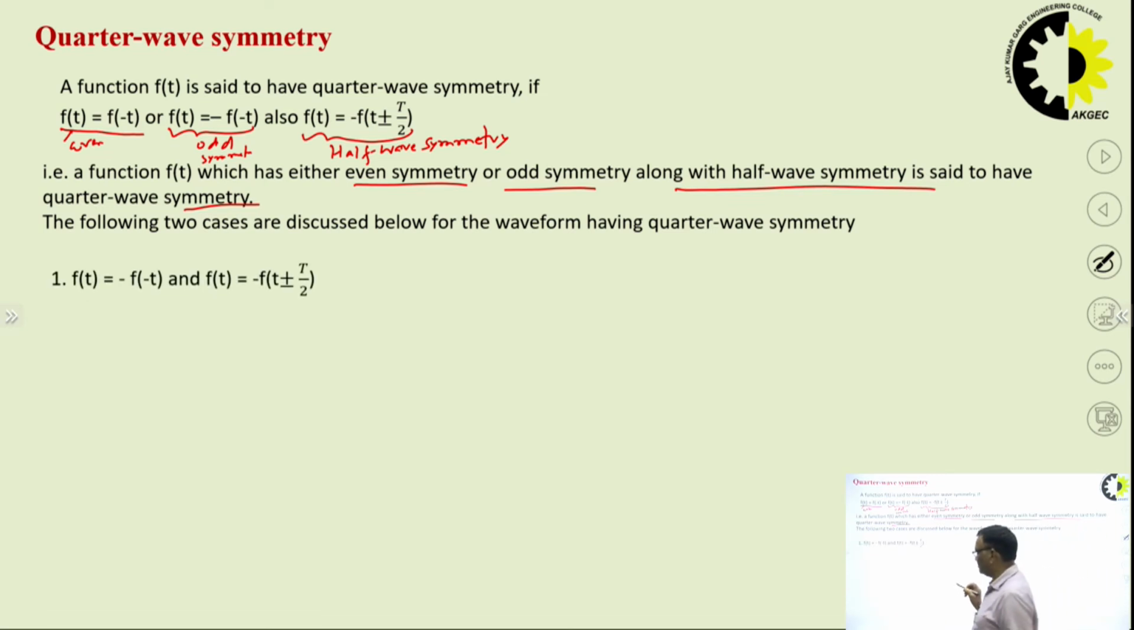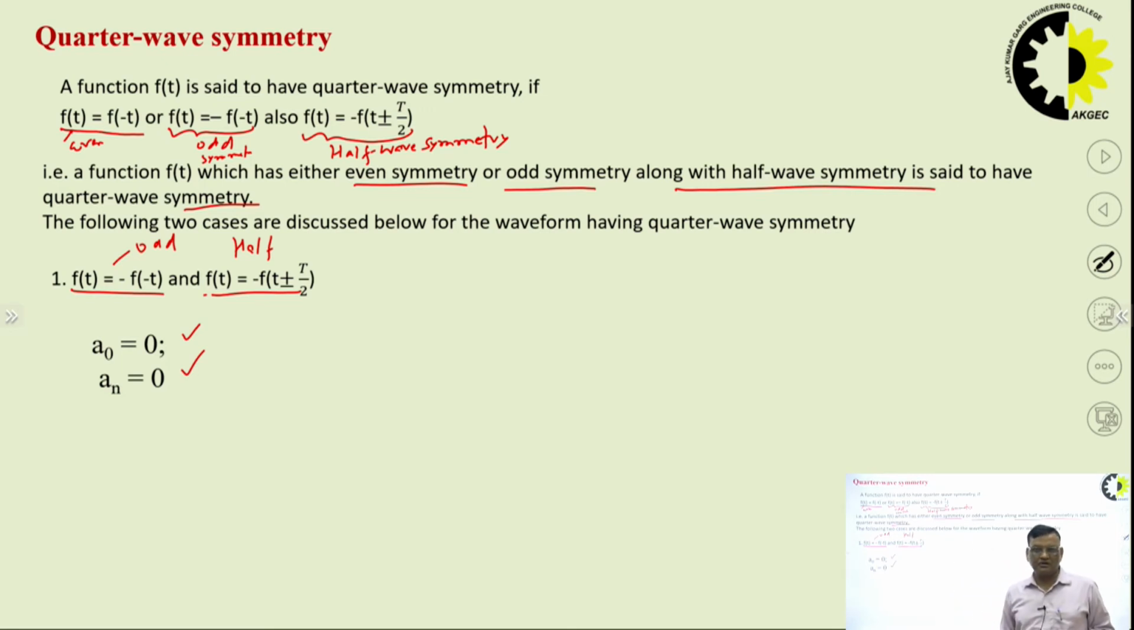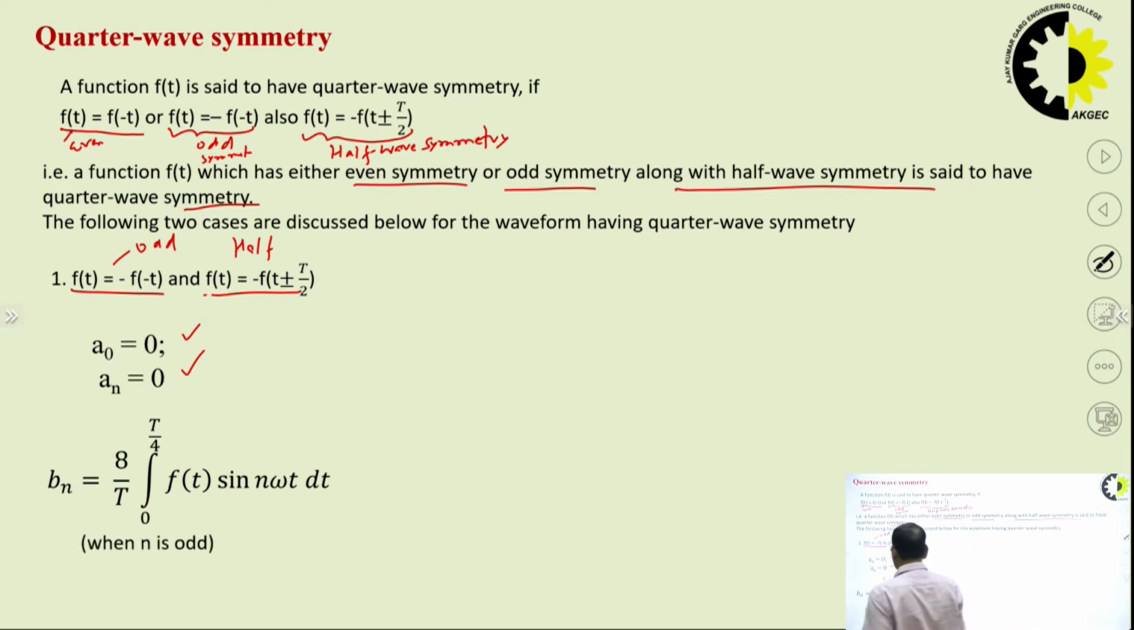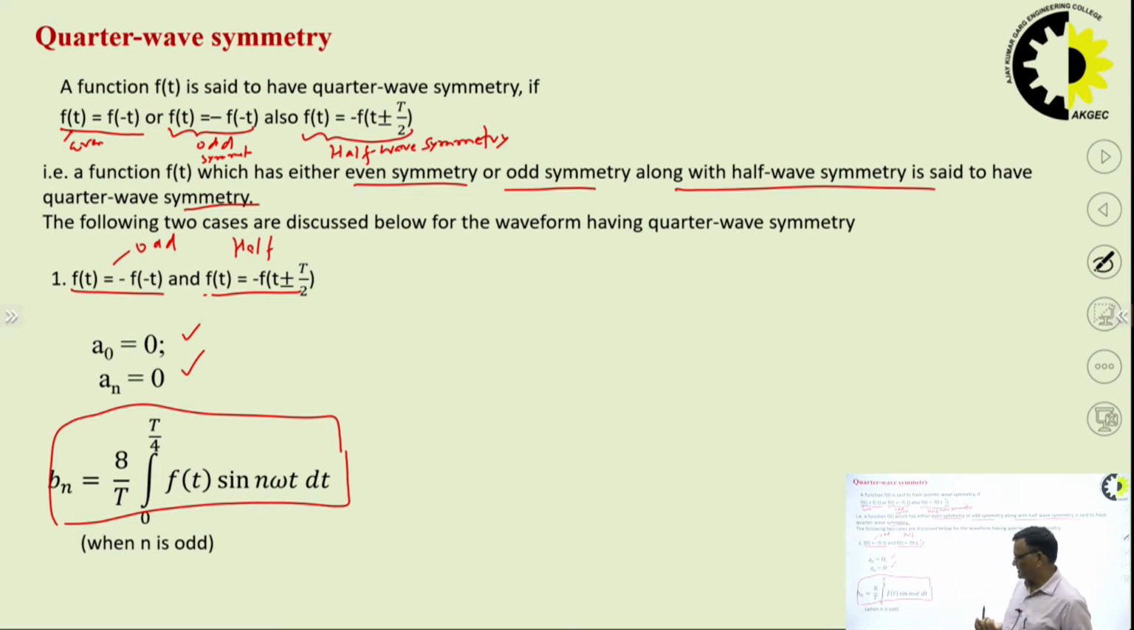Take the case where f(t) is equal to minus f(minus t), so it is odd, and this is your half wave. The quarter wave symmetry combines the properties of odd symmetry and half wave symmetry. It means here A0 is 0 and An is 0. We have to calculate only Bn, and only for the odd harmonics. Only one expression is needed: 8 by T, integral from 0 to T by 4 (a quarter period) of f(t) sin(n omega t), only one expression. So basically it combines both properties of odd symmetry and half wave symmetry.